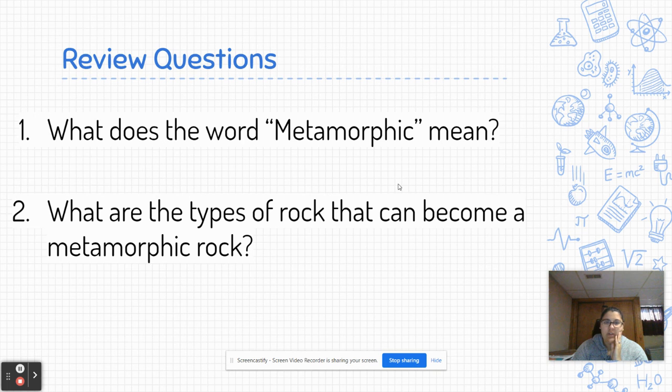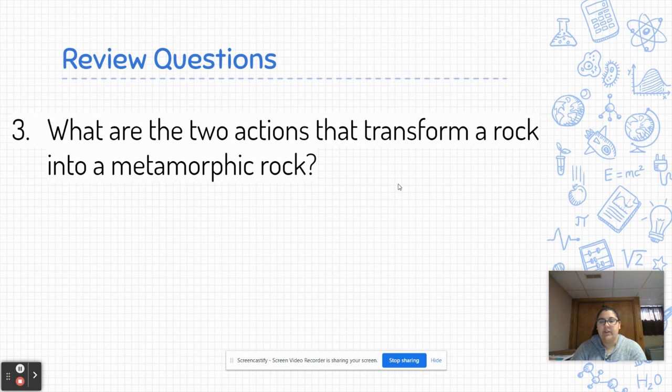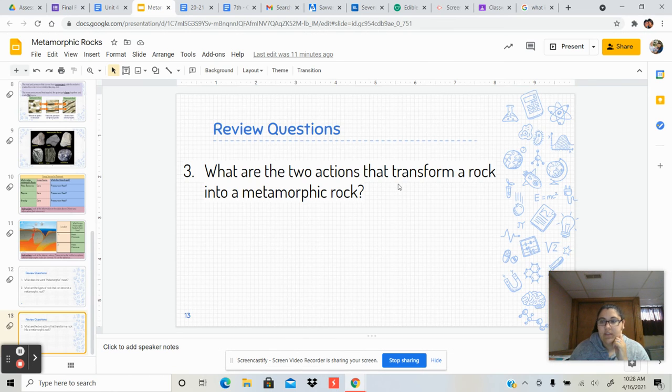There are 3 questions. What does the word metamorphic mean? What are the types of rocks that can become a metamorphic rock? So igneous, sedimentary, is it just one or the other? Is it both? And then what are the 2 actions that transform a rock into a metamorphic rock? So you all are doing that.